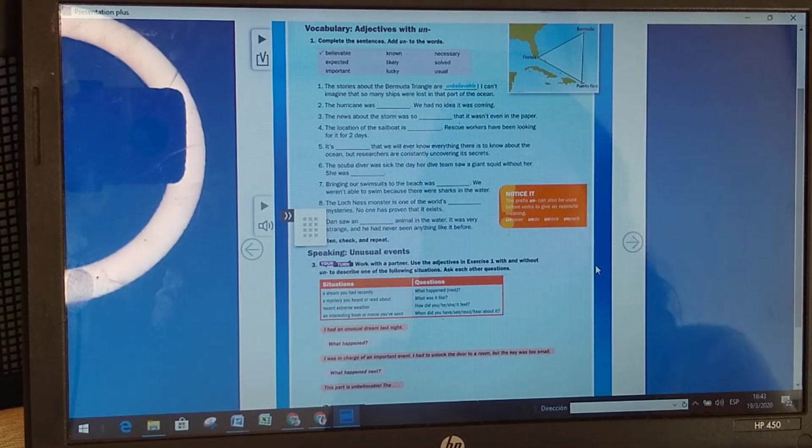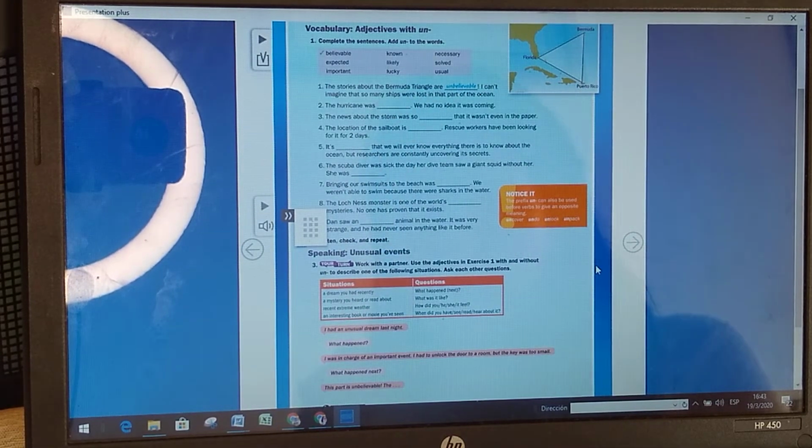But I'm not going to ask you to take a look at the same situations given in the book, like a dream you had recently, a mystery you heard or read about, recent extreme weather, an interesting book or movie you have seen. Because one unusual event that has happened recently, that is still happening, and that's why we are doing online lessons and not at school, is that we have this coronavirus going on.